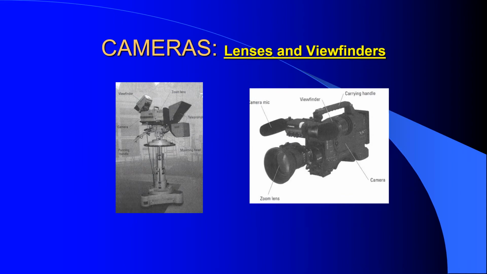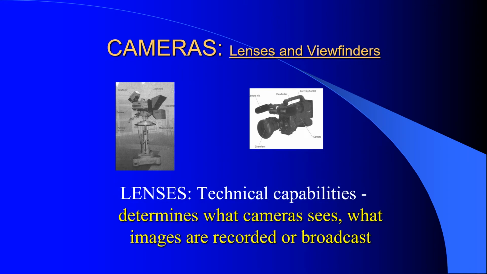So what we're going to be looking at here is, like I said in the lab, cameras according to the lenses and the viewfinders. The lens really determines the capabilities of the camera. The more sophisticated the lens is, the more the camera can see and record. Whatever the ability of the lens, how closely it can zoom into an object, how wide the lens is, that is what the camera is going to see and be able to record or send to a control room.